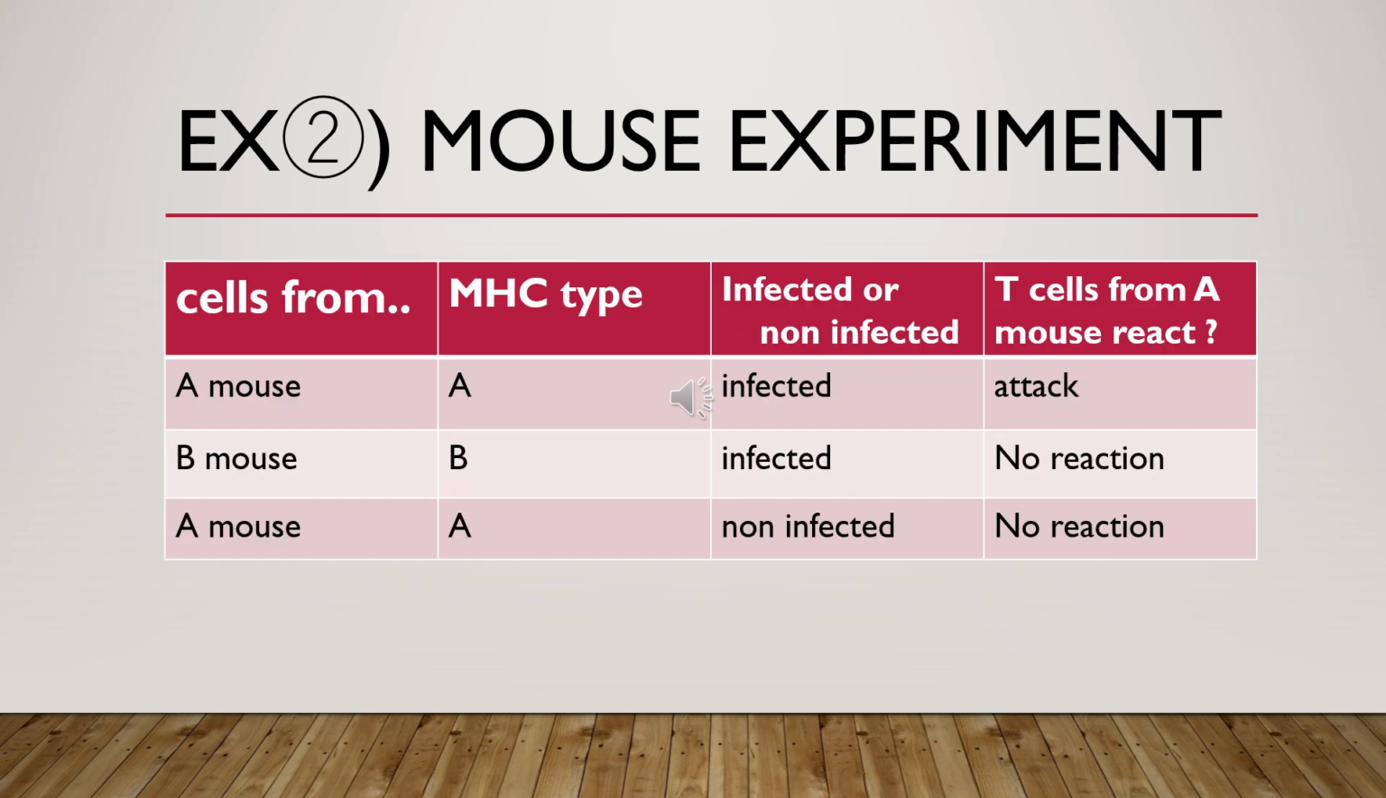T cells from A mouse reacted to infected cells from the A mouse, but not to infected cells from the B mouse. This shows that T cells recognize the combination of self-MHC and antigen.